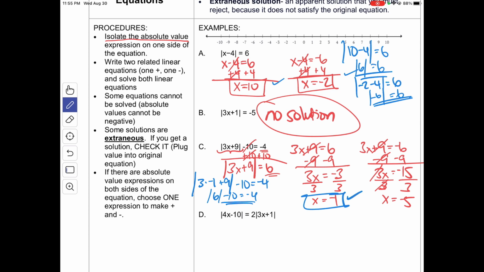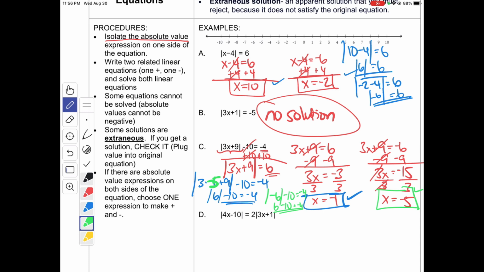And we can do the same thing for the value x equals negative 5. If I plug this in, 3 times negative 5 is negative 15, plus 9 is negative 6, minus 10 equals negative 4. 6 minus 10 equals negative 4. And that also checks out. So my second value of x is true.